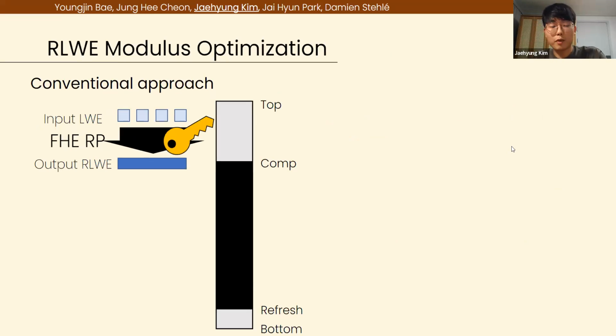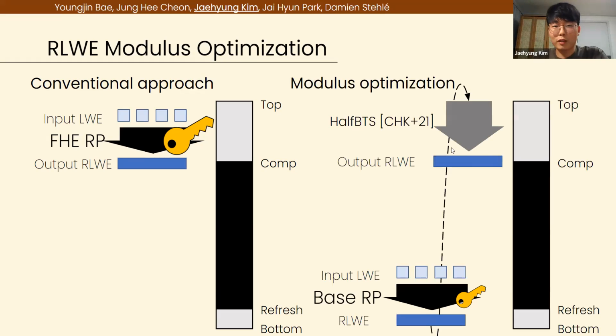First, we optimize the ring LWE modulus. I want to recall the conventional approach, which I called naive approach in the previous section. In this method, we do ring packing above the modulus Q comp, above the level comp. But what we propose is that we first ring pack at the very bottom modulus and do some kind of bootstrapping to output ring LWE at high modulus. This is not exactly the bootstrapping, but something called half BTS, which is sending coefficients encoded ring LWE ciphertext at level 0 to slot encoded ring LWE ciphertext with level comp.